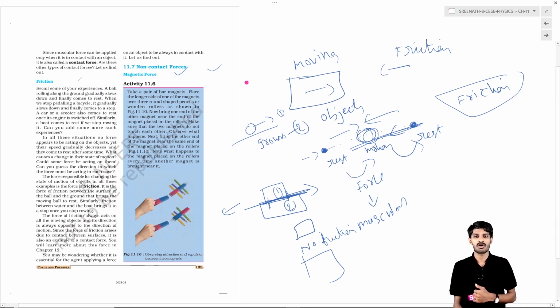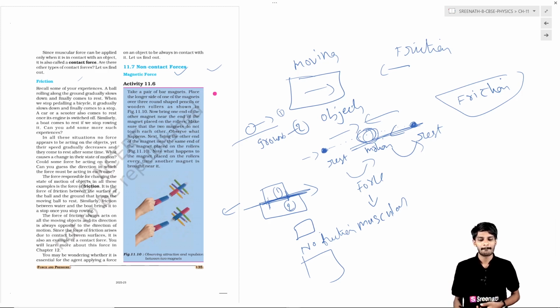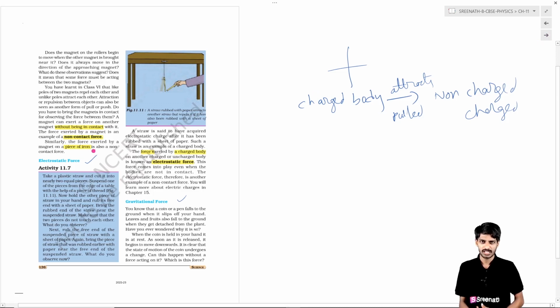Now, the seventh topic is non-contact force. Non-contact force means even though there is no contact between two interacting objects, force will come into play. Those forces are called non-contact forces. The first force is magnetic force. Same poles of a magnet repel each other. Opposite poles of a magnet attract each other, even though there is no contact. And electrostatic force: even though there is no contact between these two stars, they are attracted. A charged body attracts an uncharged body. There is no contact.